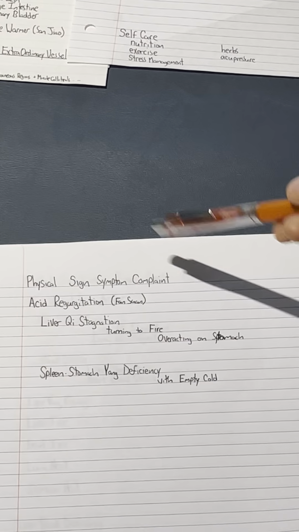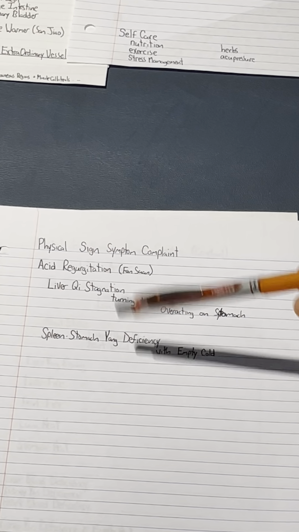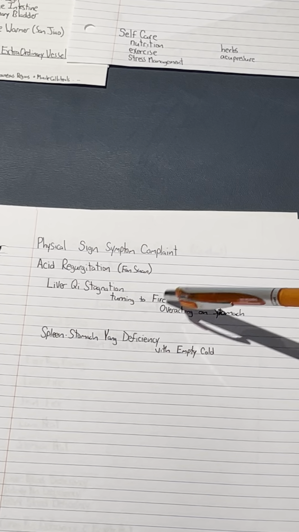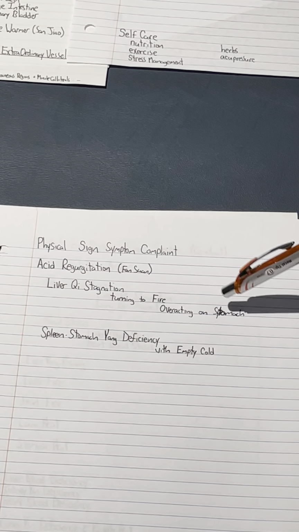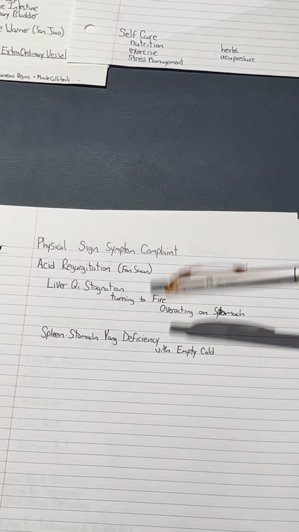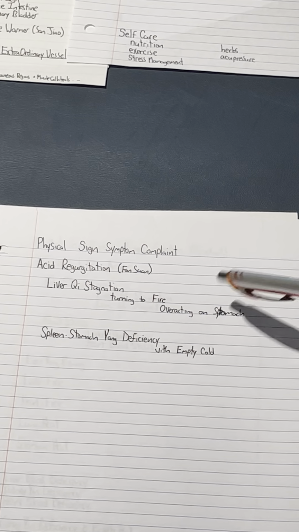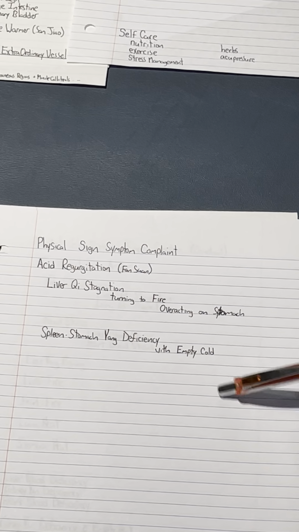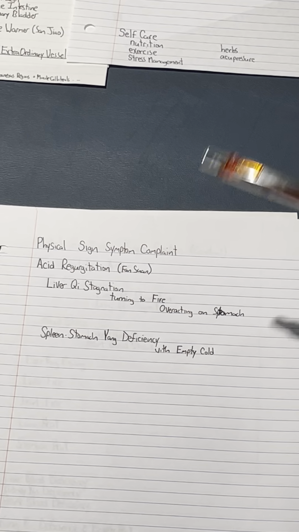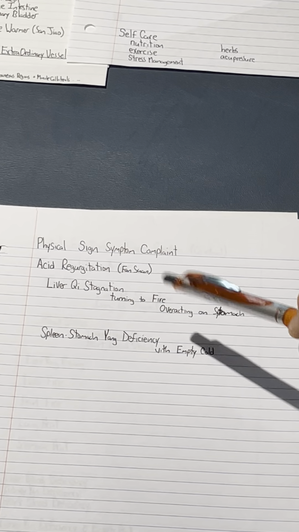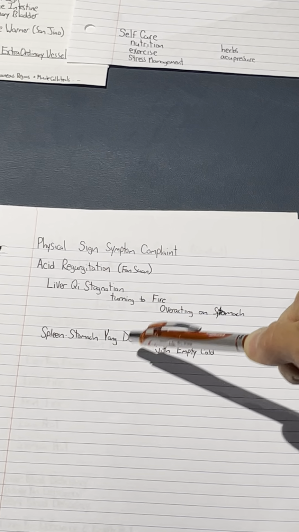Another example, acid regurgitation. The roots for the branch symptom of acid regurgitation could be liver qi stagnation, possibly turning to fire, overacting on the stomach, or spleen stomach yang deficiency with empty cold. So say it was acid regurgitation from liver qi stagnation that turns to fire, overacting on the stomach. How would we treat that? The treatment would be different than acid regurgitation derived from spleen stomach yang deficiency.